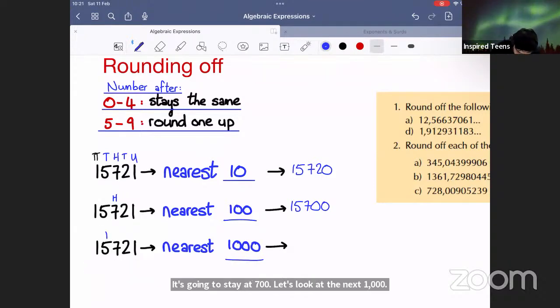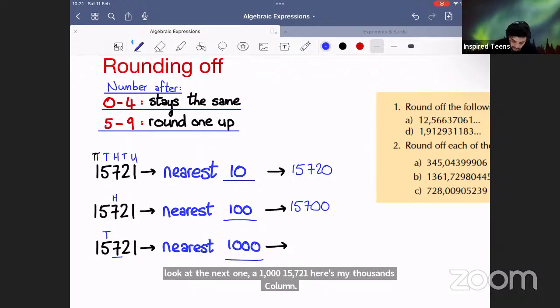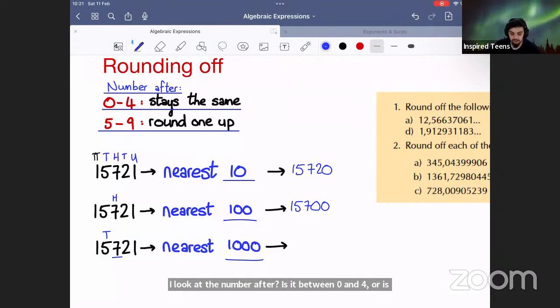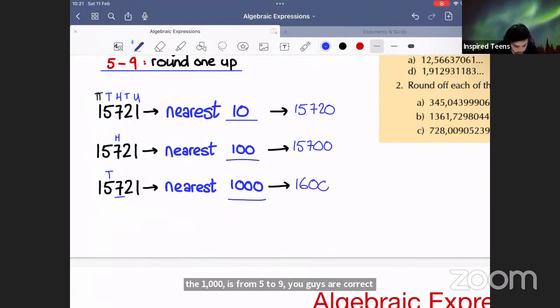15,721. Here's my thousands column. I look at the number after. Is it between 0 and 4 or is it greater than 5 but less than 9? It's from 5 to 9. So we need to round one up. So that 5 is going to change into a 6. So the nearest 1,000 is either 16,000 or 15,000. But because the number after the 1,000 is from 5 to 9, you guys are correct. We're going to round it up to 16,000.